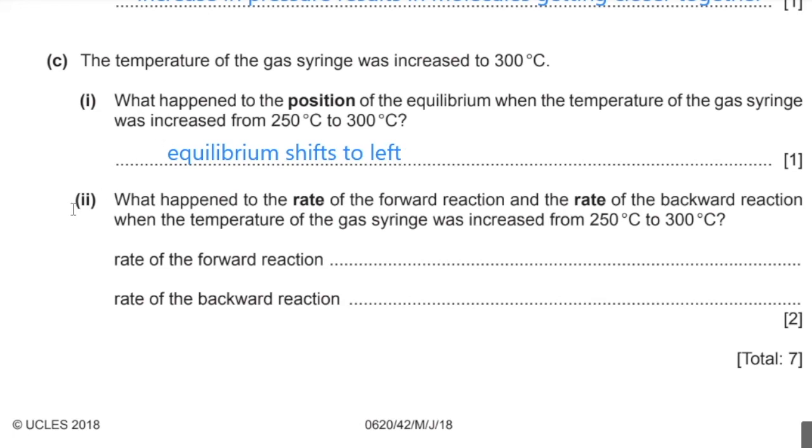2. What happened to the rate of forward reaction and the rate of backward reaction when the temperature of the gas syringe was increased from 250 degrees Celsius to 300 degrees Celsius? So the rate of both of the reactions increases because molecules on both sides gain energy. That means they collide faster, and as a result, they react faster, or the rate of reaction increases.